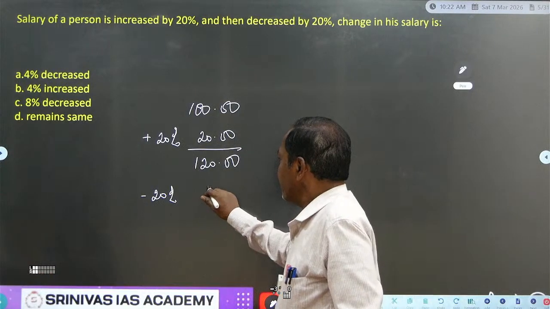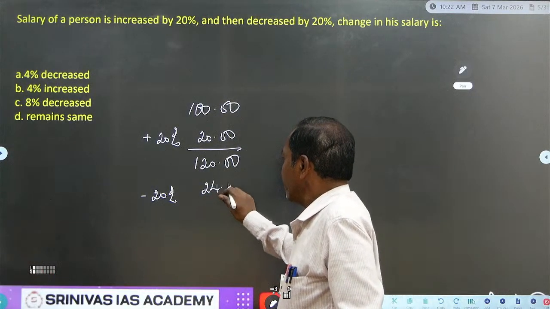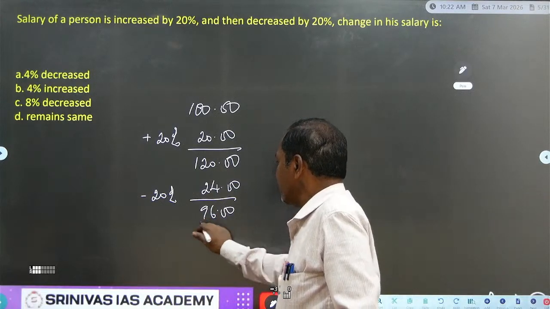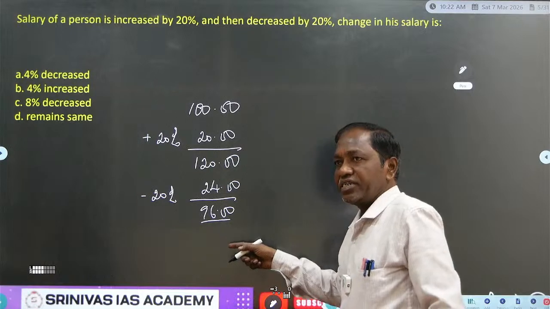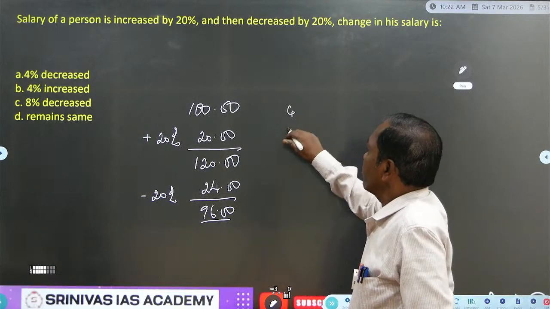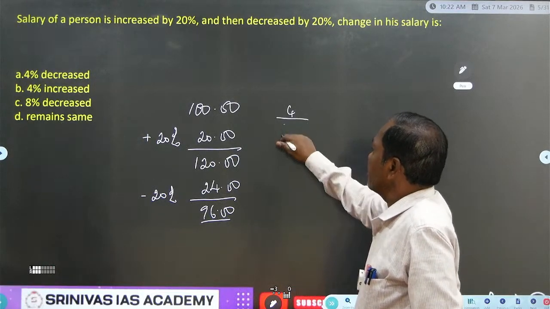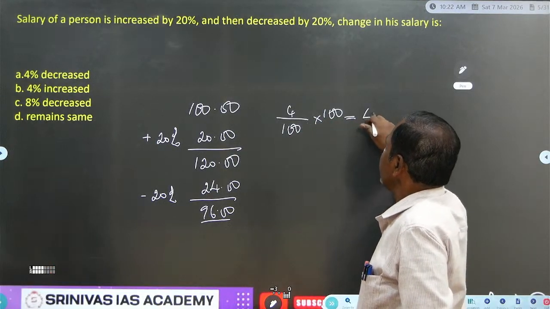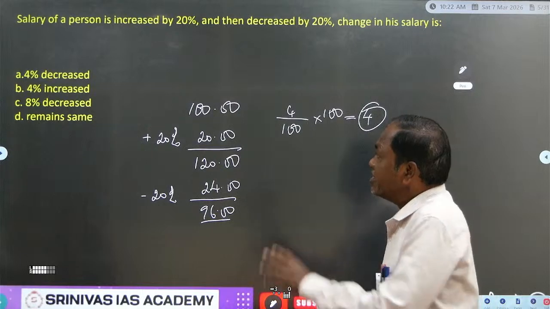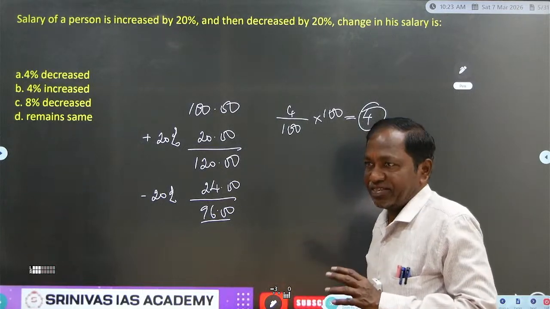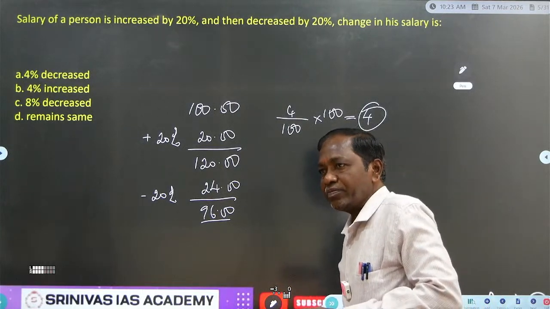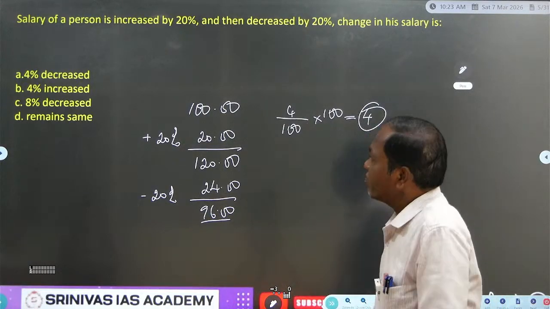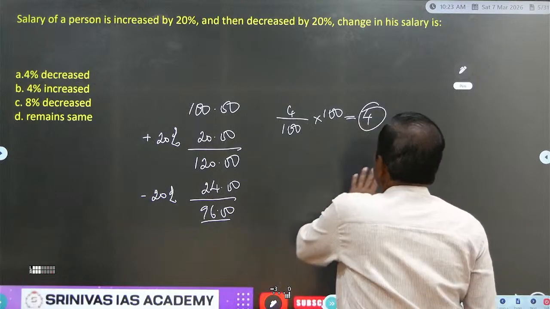It means 24, 96, 4% loss. What is the difference between 100 and 96? 4. 4 out of 100. Percentage multiplied by 100 is a net 4% loss. This is again a lengthy process of doing it like this. We need to change the concept. This is what the accountancy people will do, like BCom people. So how should we do that?